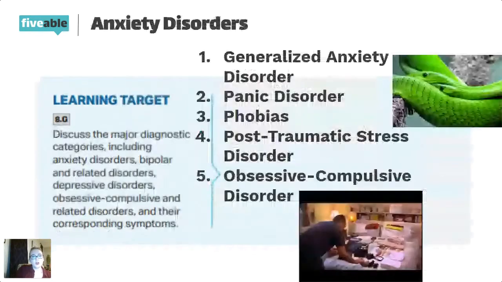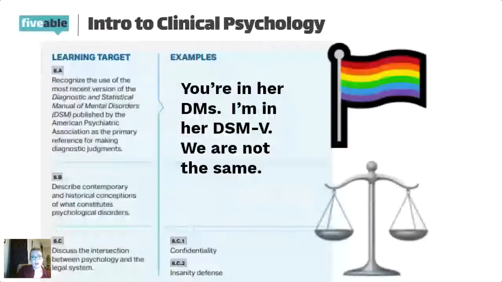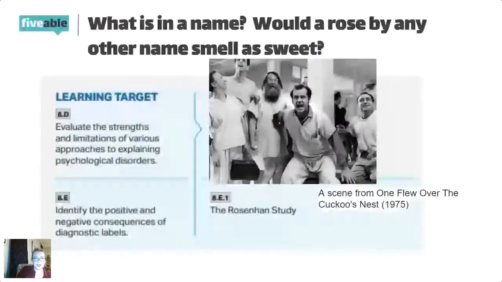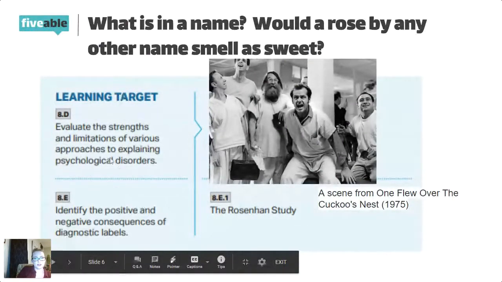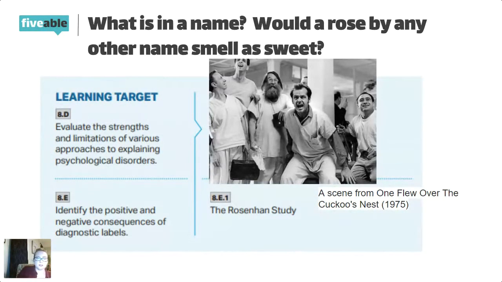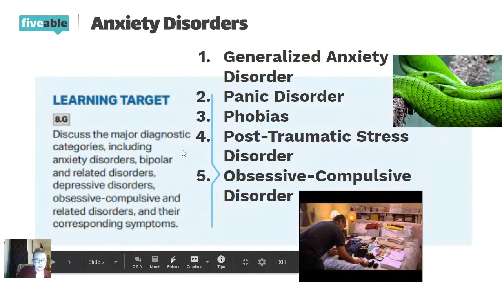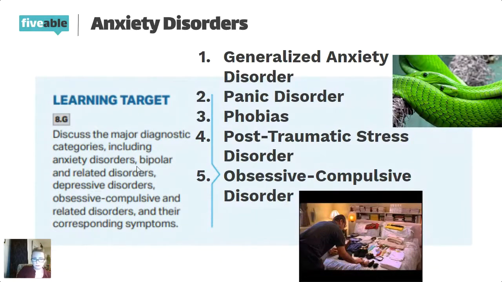Okay, so we've done the intro to clinical psychology learning targets: the DSM, what has been considered a disorder in the past, what effects that has on the legal system, and what positive and negative effects that has. I want to go back to the strengths and weaknesses of each of the approaches after we talk about some of the disorders. Okay, so there are several anxiety disorders. This learning target includes all the anxiety disorders plus the mood disorders. So we'll talk about the anxiety disorders here and the mood disorders on the next slide.